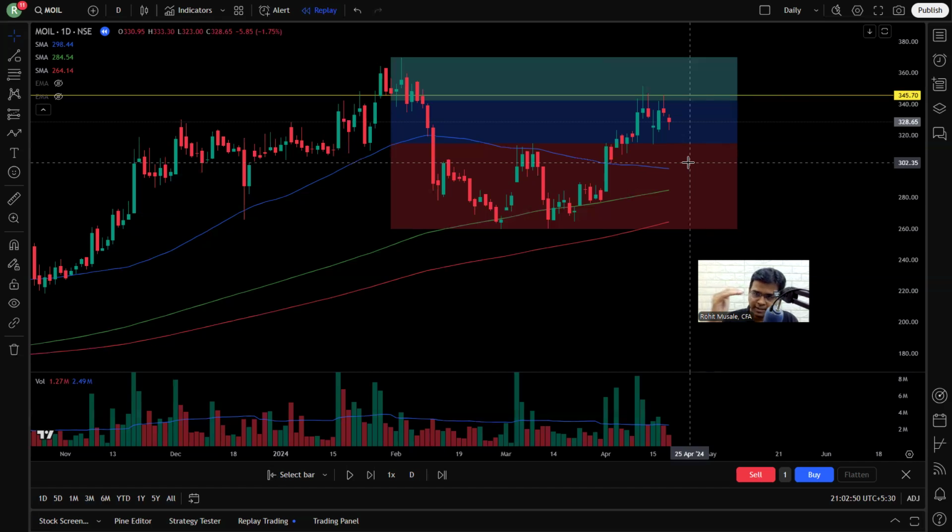So if the yellow line is in the blue zone and the gray line, which is the closing price, is in the red zone, I'll be skeptical about the stock. I will wait. I will give the stock some time to consolidate on the right side. I would not like to jump into the stock.